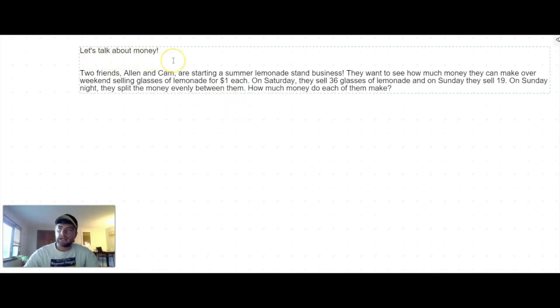Let's talk about money. 2 friends, Alan and Cam, are starting a summer lemonade stand business. They want to see how much money they can make over the weekend selling glasses of lemonade for $1 each. On Saturday, they sell 36 glasses of lemonade, and on Sunday they sell 19. On Sunday night, they split the money evenly between them. How much money do each of them make?